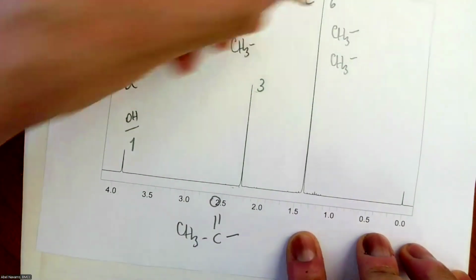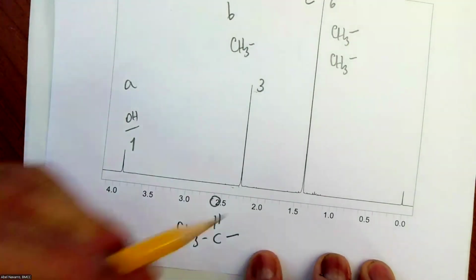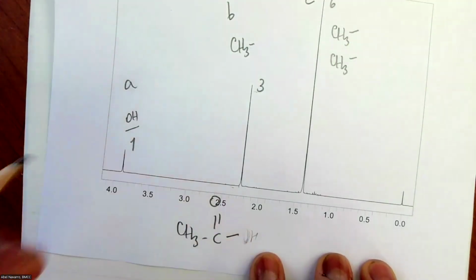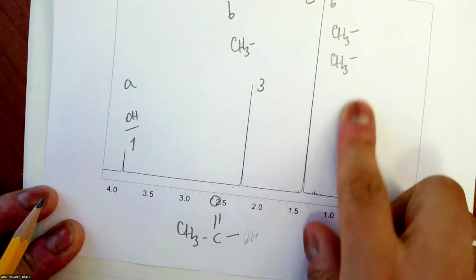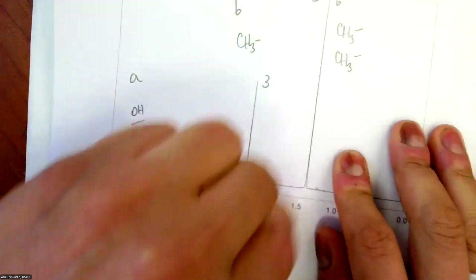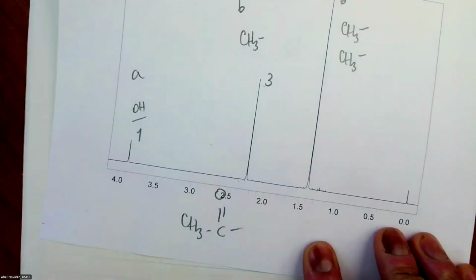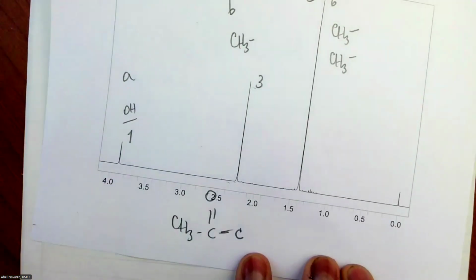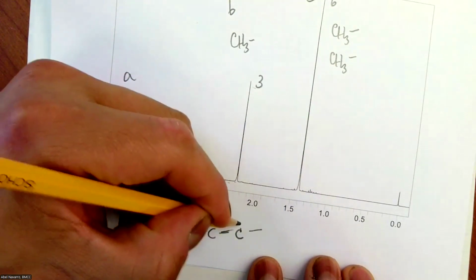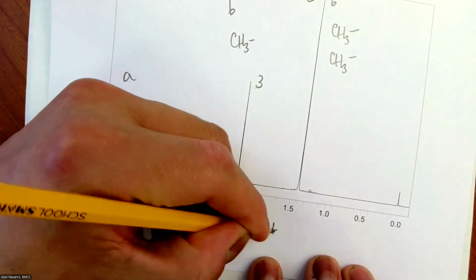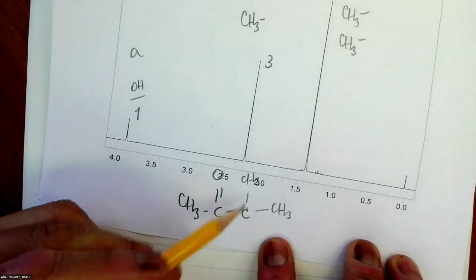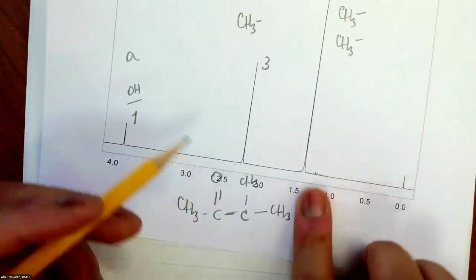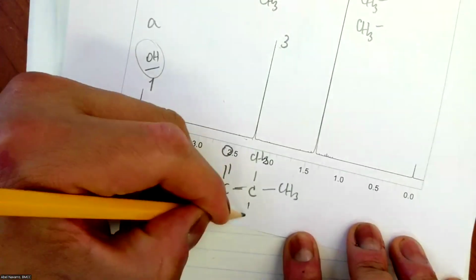A, B, C. Now, can I put the OH here? No. If I put the OH here, then there is no room for the CH3s. So I have to put another carbon. And this carbon will contain my CH3s. They're singlet, right? Singlet, singlet. And what else am I missing? The OH.